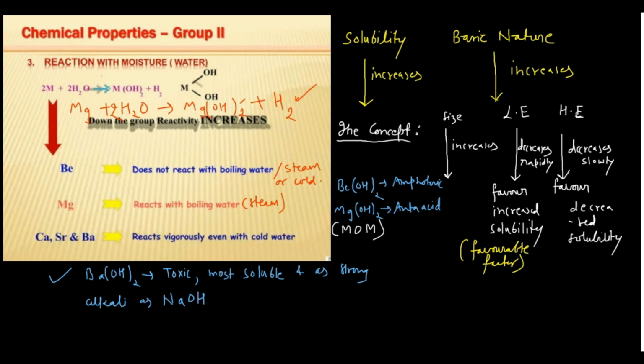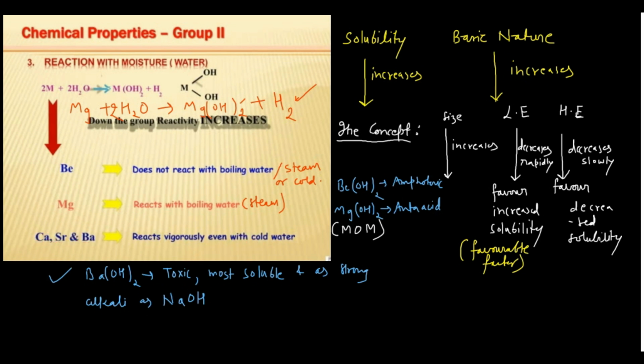While magnesium will react only with boiling water. That means if you pass steam over magnesium, only then you will get magnesium hydroxide. So this should be steam, right? I should have written steam here. While calcium, strontium, and barium react vigorously with cold water. If you take cold water, they react vigorously with it.